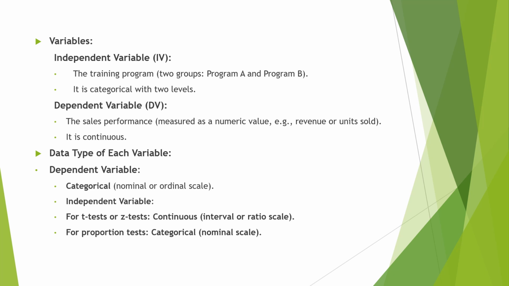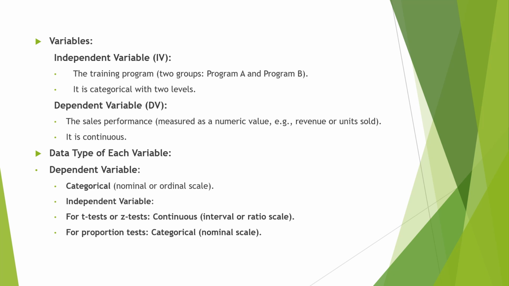Variables: independent variable and dependent variable. The independent variable is the training program, two groups, program A and program B. It is categorical with two levels. The dependent variable is the sales performance measured as a numeric value, for example, revenue or units sold. It is continuous. Data type of each variable.